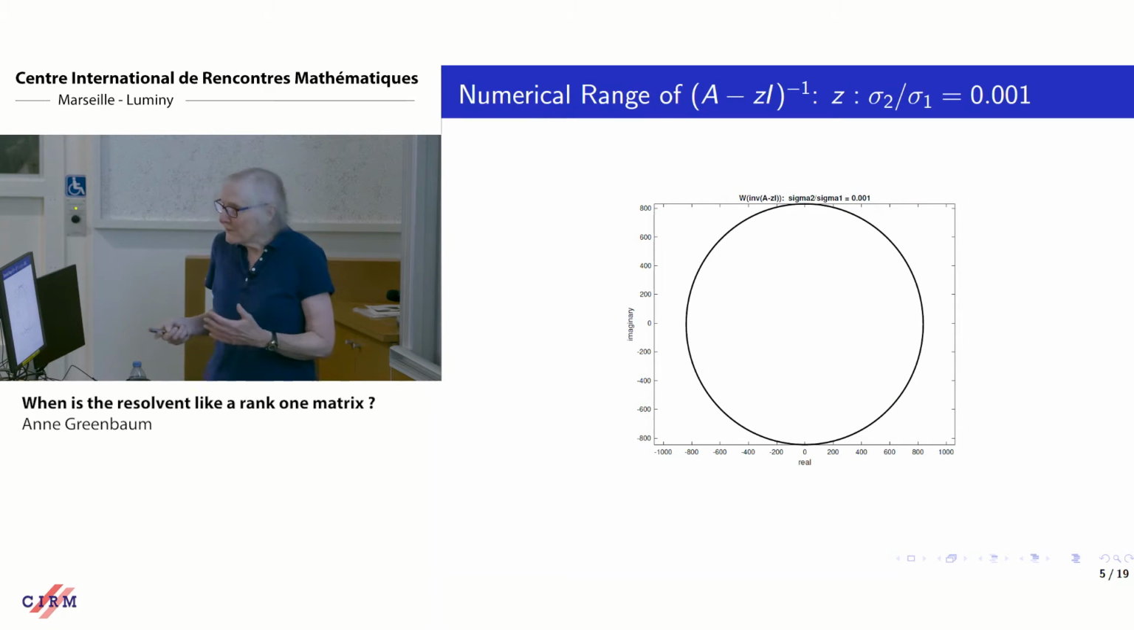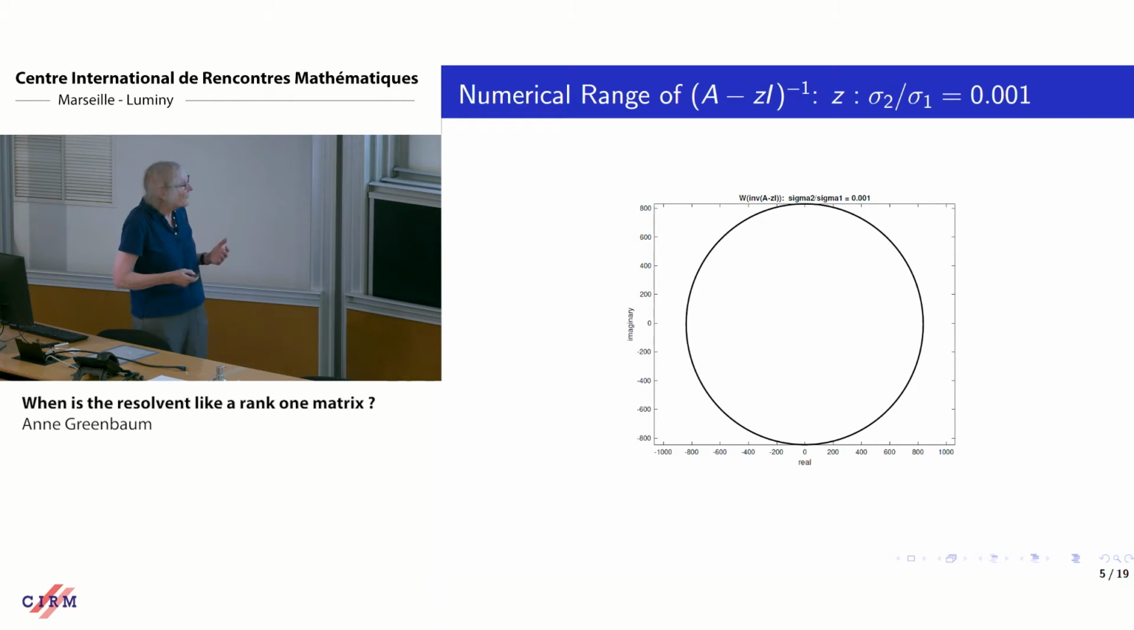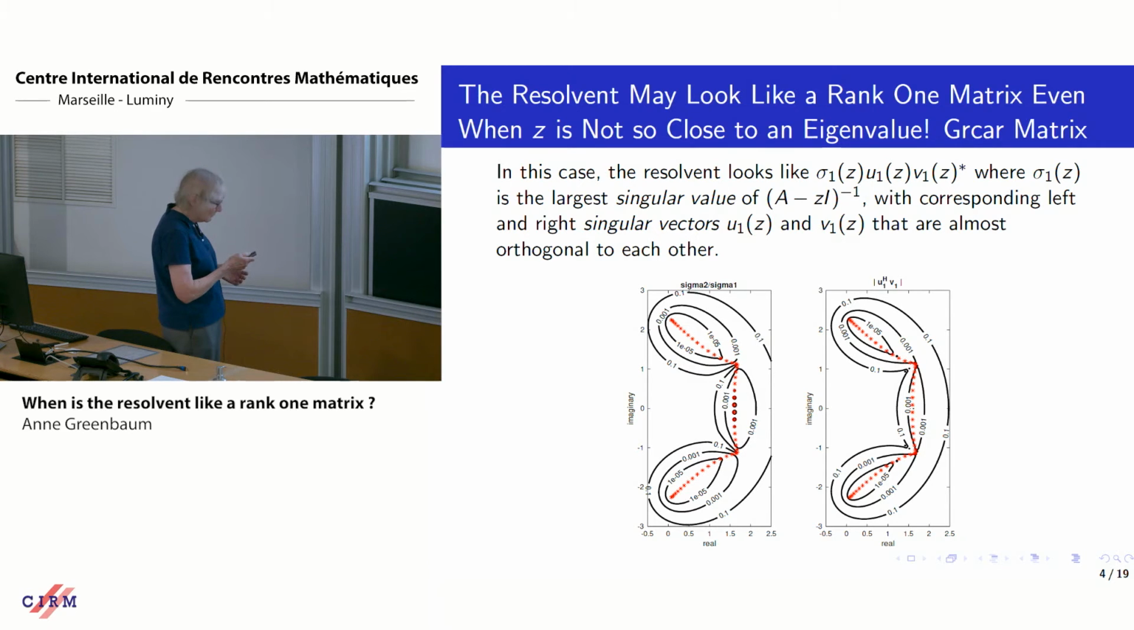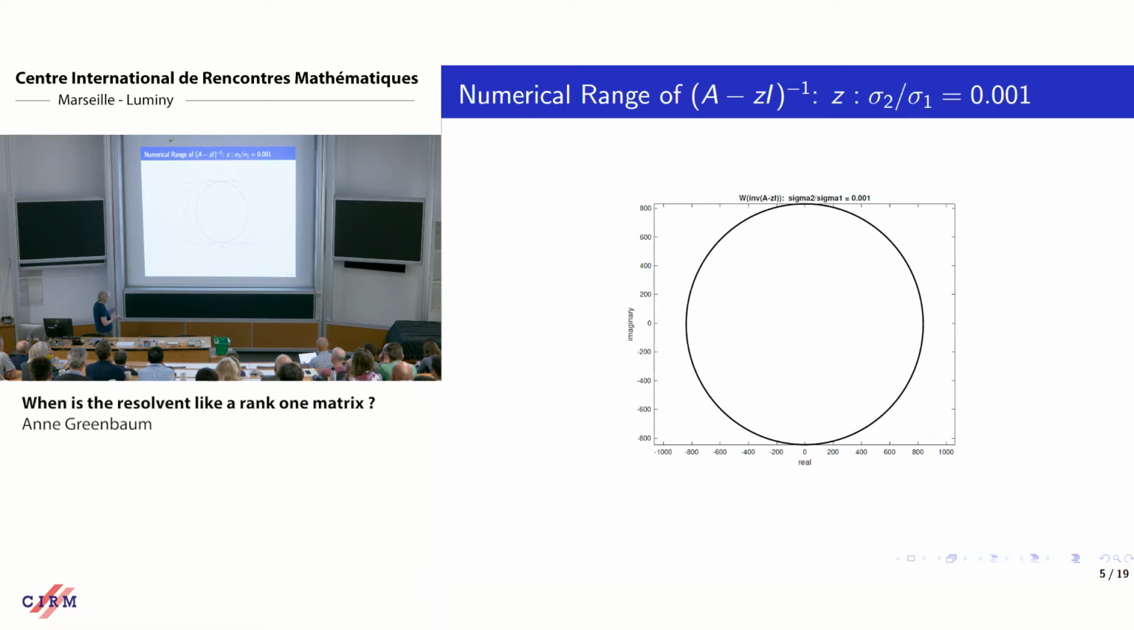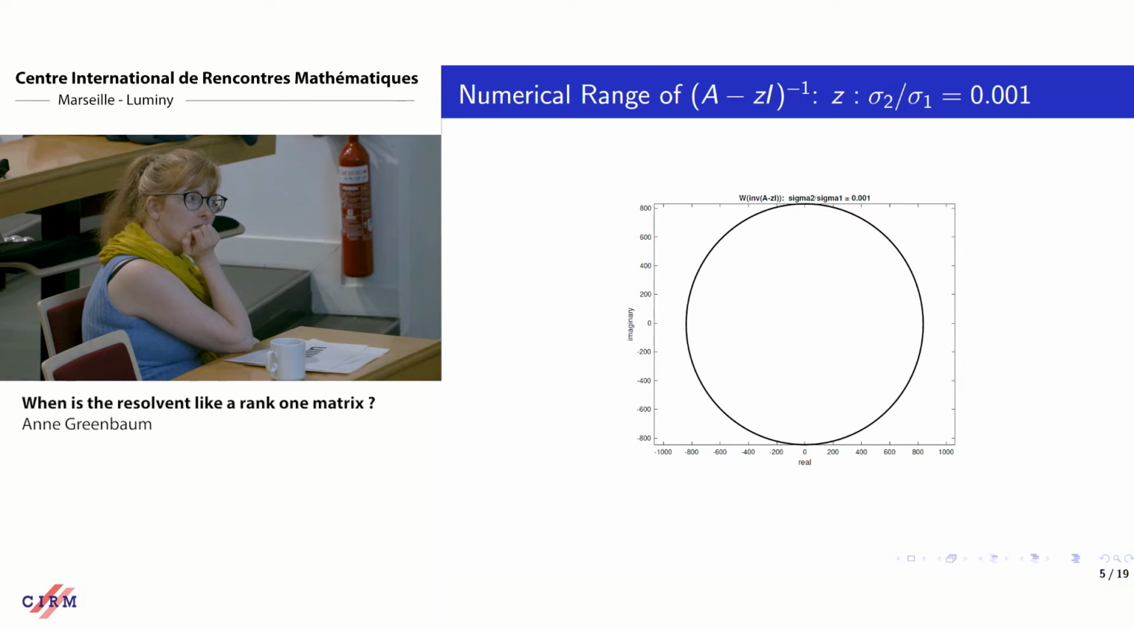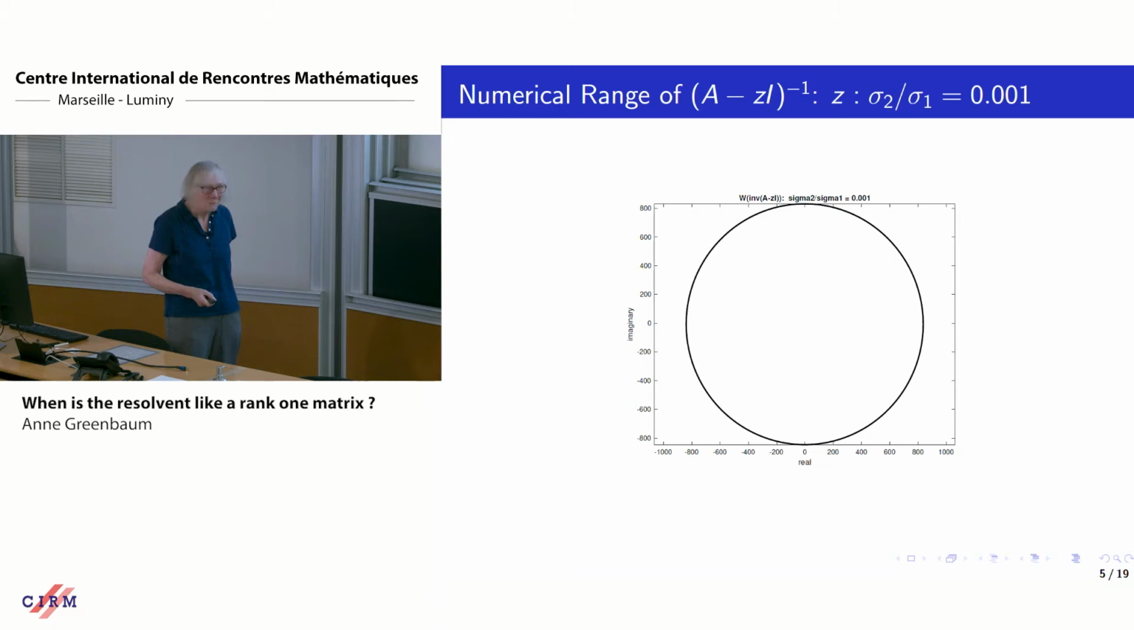And as I mentioned, since u1 star v1 is almost 0, it means that the numerical range will not be very exciting. If I take a point z on the boundary, where sigma 2 over sigma 1 was 0.001, u1 star v1 is maybe a little larger than 0.001, but what this says is that the numerical range will look like a disk about the origin, and it does.